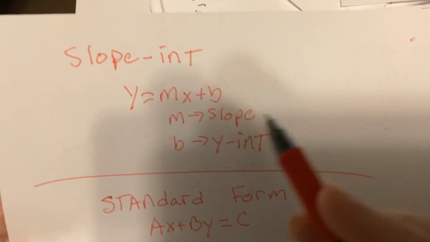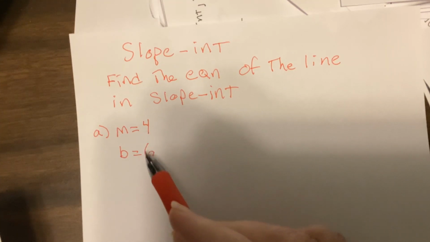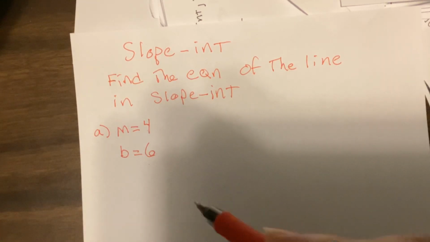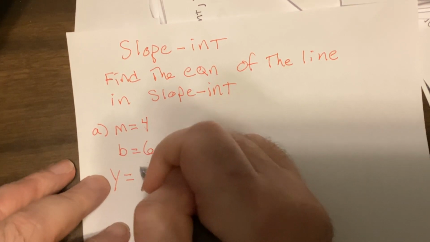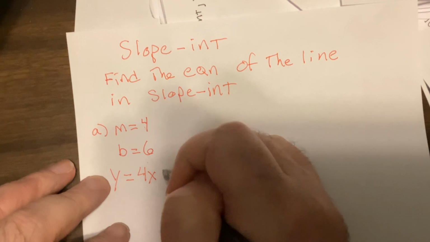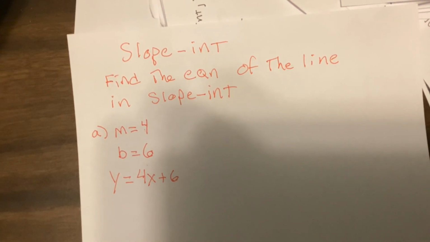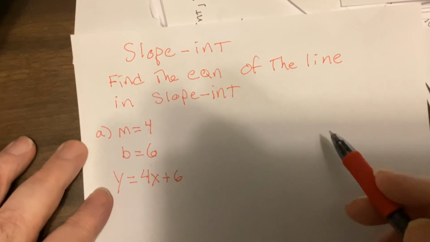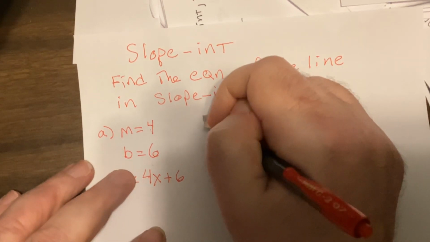So I have three choices. Am I going to start with slope-intercept? I'm given slope and intercept. Oh, yep, that's what I use because that's what I'm given. So I will go y equals the slope times x plus the y-intercept. And since I want the answer in slope-intercept form, I'm actually done.